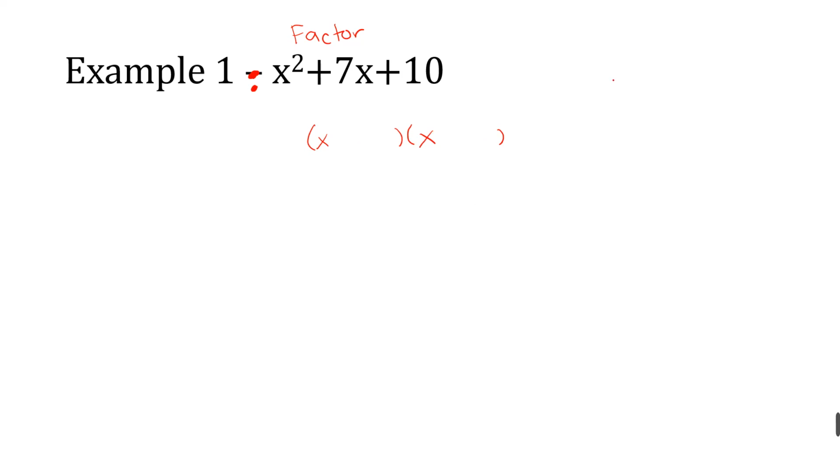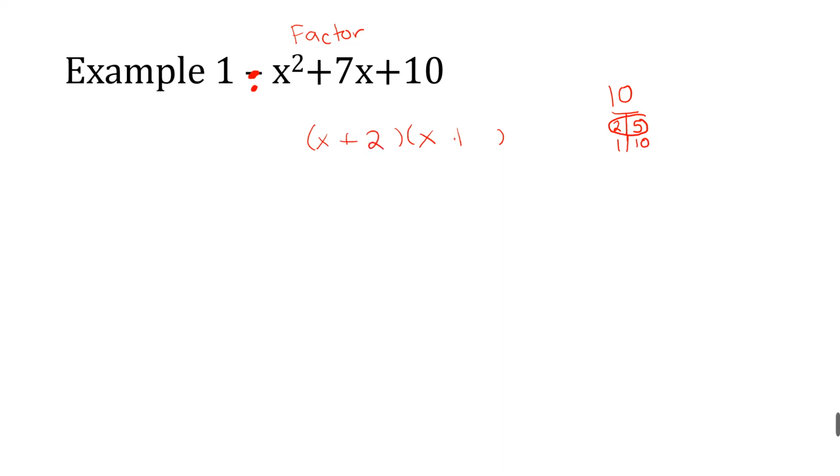Now, we take our last number, which is a positive 10, and we make a T-chart. I want to figure out two numbers that multiply to give me 10 and add to give me 7. So pause and see if you can find them. Okay, hopefully you got 2 and 5. If you had tried 1 and 10, you would see there's no way to add or subtract 1 and 10 to get 7. So 2 and 5, that's what we need.